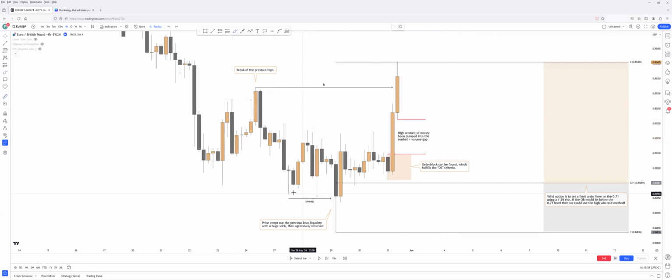Third criteria is the sweep of the liquidity. The last recent low point has been swept out. The sweep of the liquidity happened right here. Fourth criteria is an order block, because this is the order block that has initiated the volume and the break of the structure.